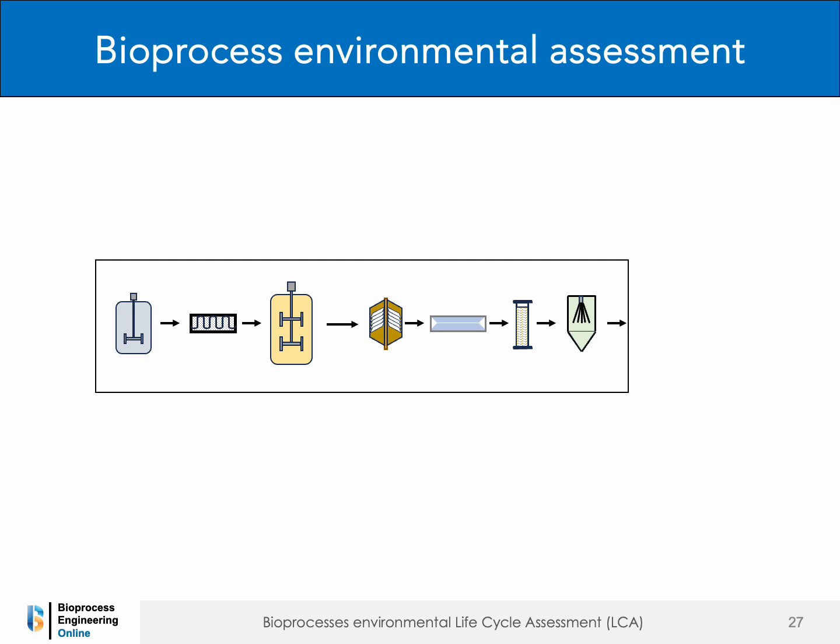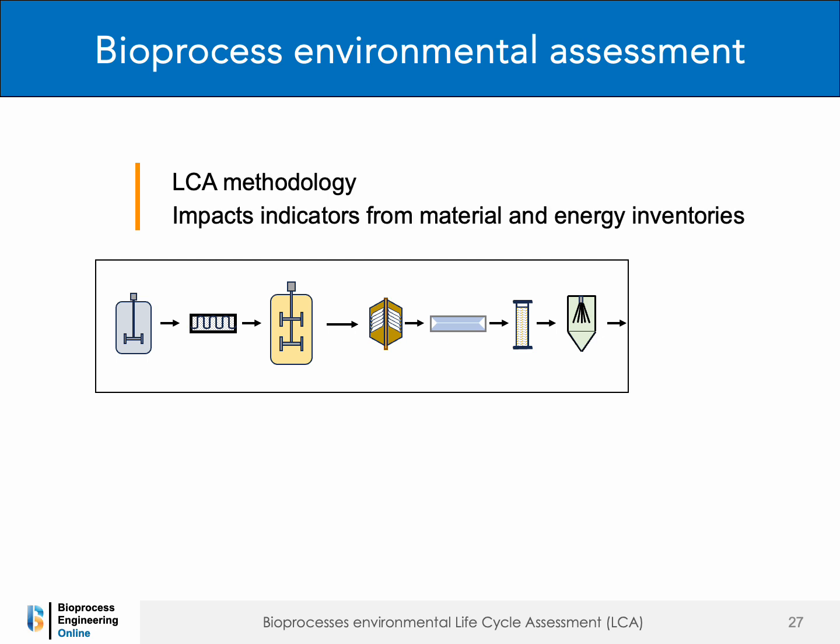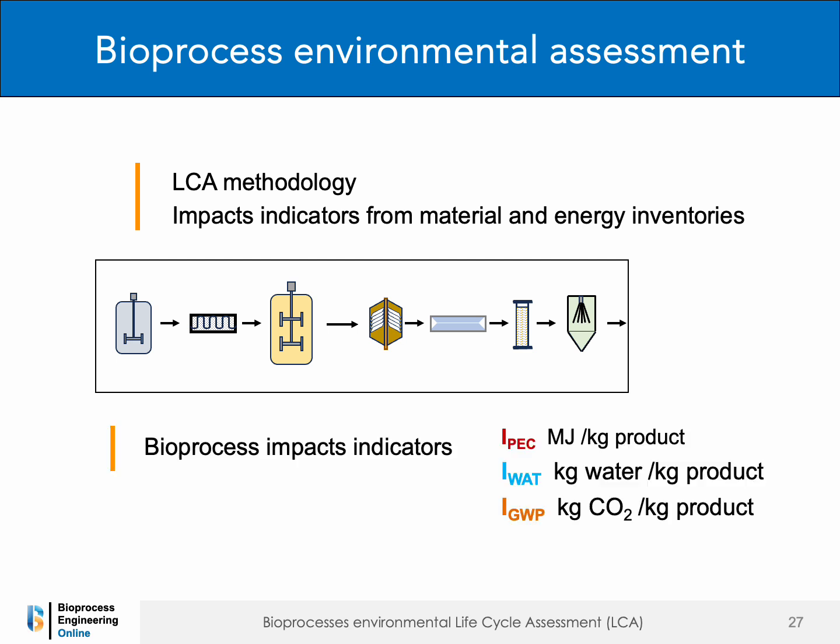In conclusion, in this introductory tutorial on bioprocess environmental evaluation, you learned the life cycle assessment methodology to evaluate the environmental impacts of bioprocesses from materials and energy inventories, and the three main impact indicators evaluated for bioprocesses: the primary energy consumption, the water consumption, and the global warming potential impacts.